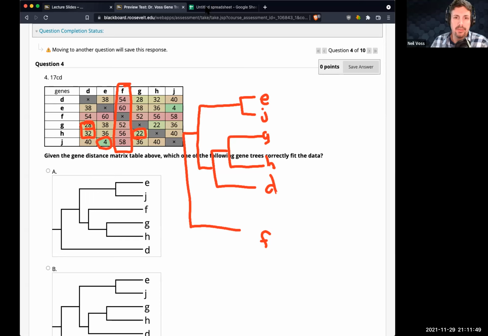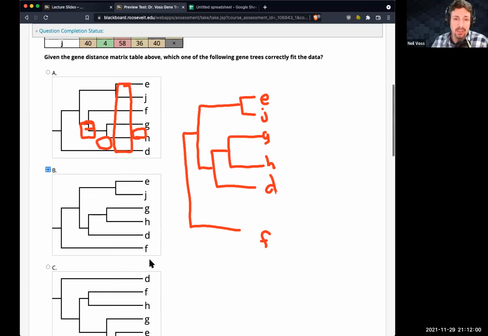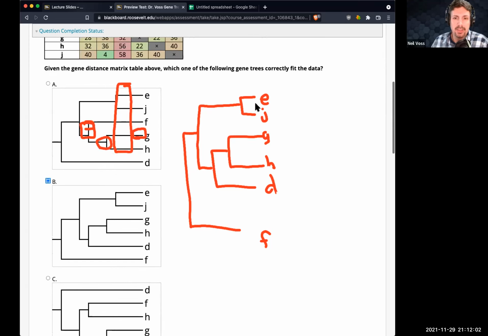So let's see if we can find that as an answer. D has F last, so we can get rid of that one. B has F last. That's good. It's got E and J first, and then G, H, D. So I'm thinking B is the answer, actually. Surprisingly, it's exactly the same as I drew it.